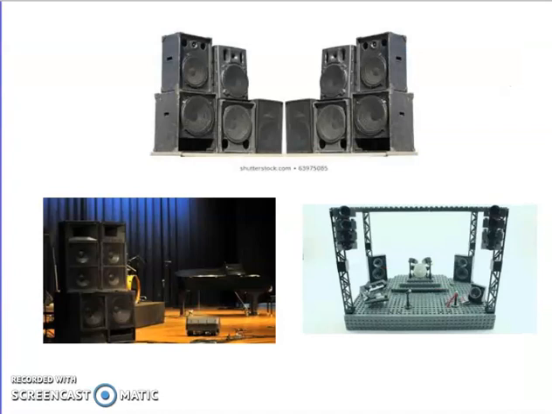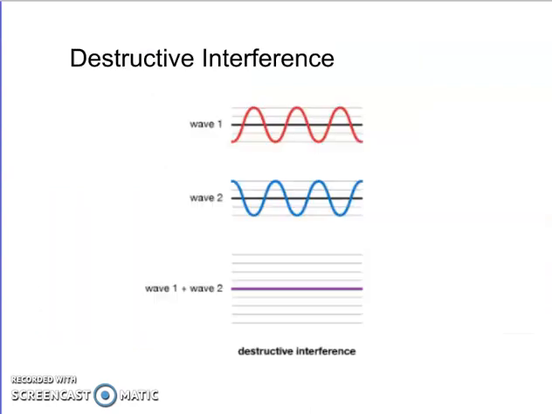And again, one of the places we see constructive interference used most often is with speaker systems. So at concerts, speaking engagements, even the PA system, the announcement system at school, by having sound waves come from multiple speakers and line up so that the crests and the troughs are in the same place at the same time can make the sound louder and louder, making things easier to hear. And so that's an example of constructive interference.